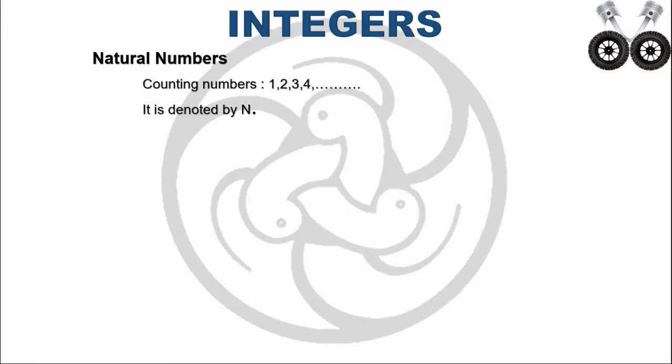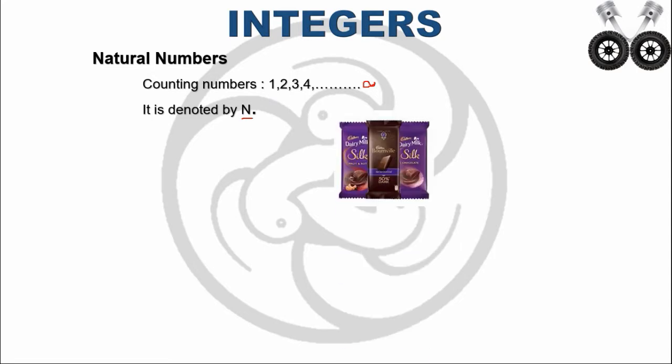So 1 to infinity. There is no end for the numbers, so it is infinity. Normally the natural numbers are denoted by a capital N. For example, if you want to count the number of chocolates here, you start to count from 1, 2, 3. So there are 3 chocolates here. If you want to add two numbers, 2 plus 3, the answer is 5. Here 2 and 3 are natural numbers, and the answer 5 is also a natural number.